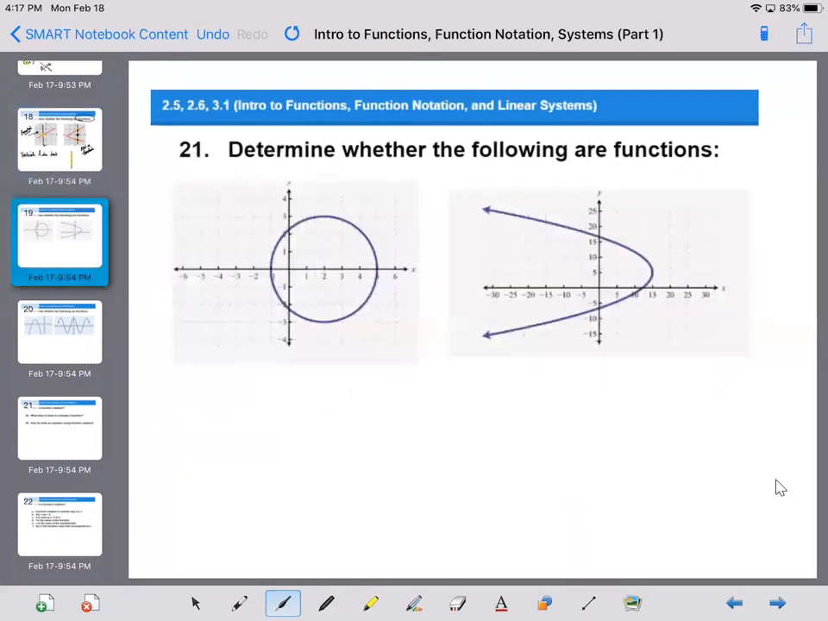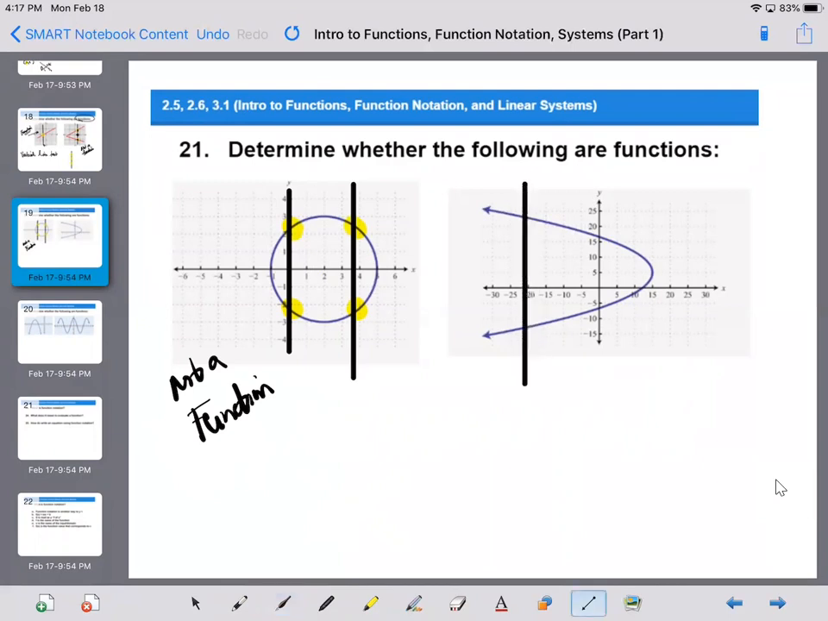Let's do the same thing with the circle. We can test whether the circle is going to be a function. And we're going to see we hit here or we hit here in two spots. So this is not a function. And again, testing at different spots on this graph, this would not be a function.